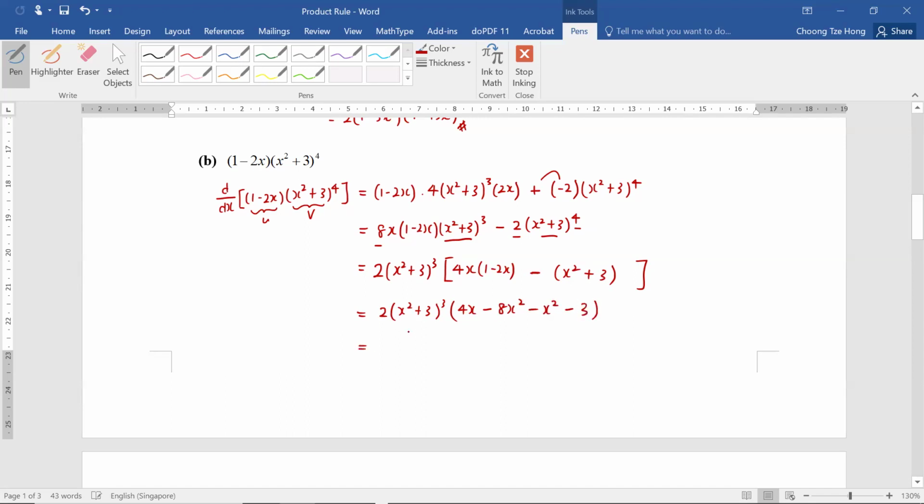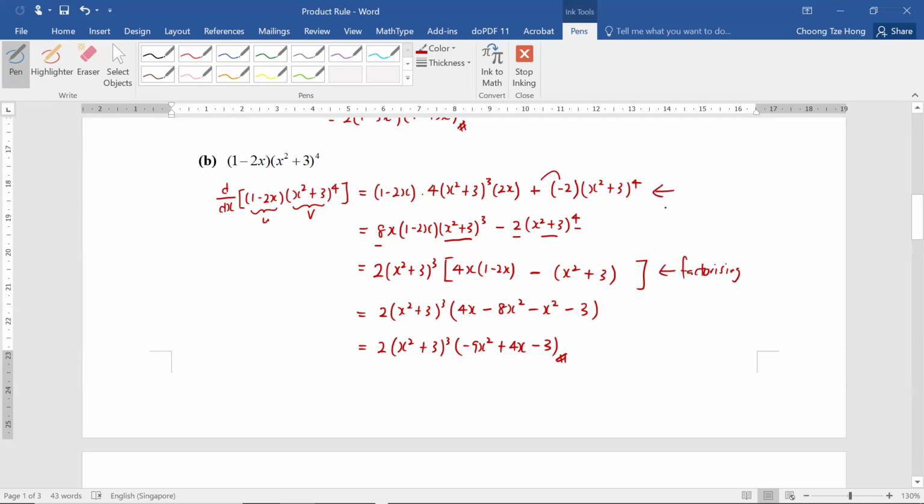If you do it all at once, just perform an intermediate step to avoid making a mistake. Then just simplify a bit. Negative 8x squared minus x squared, you get negative 9x squared plus 4x minus 3. So this will be the answer. The thing about product rule is practice the factorizing part. This part is important, the factorizing.